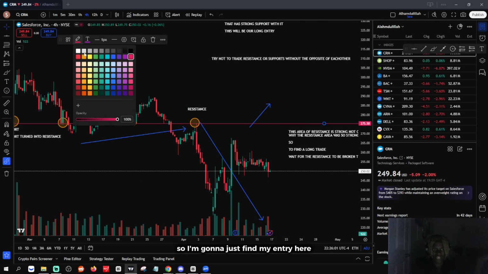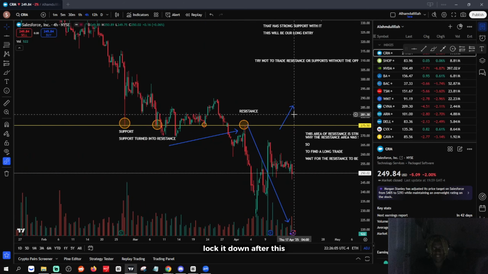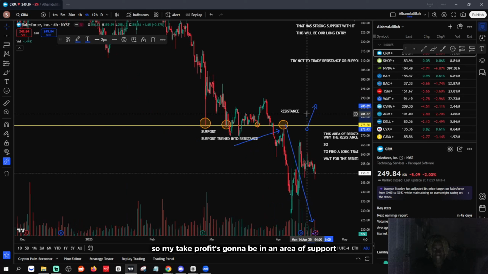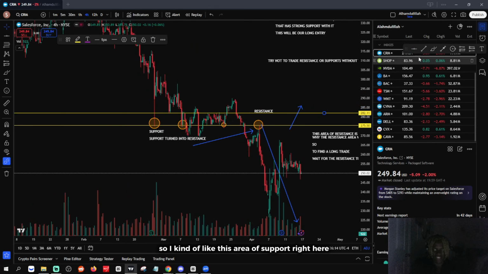So I'm just going to find my entry here. Here's my entry line. Lock it down. After this, I'm going to find my take profit. My take profit is going to be at an area of support. So I kind of like this area of support right here.